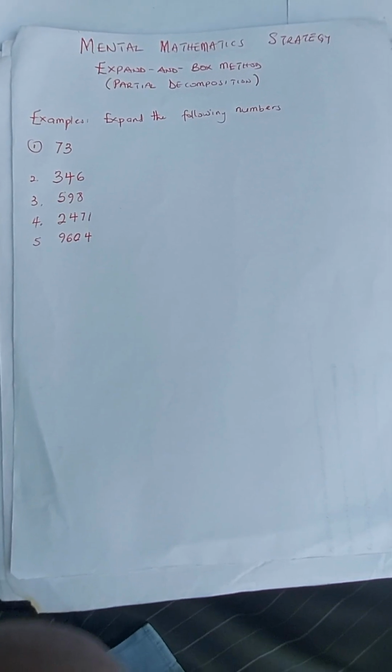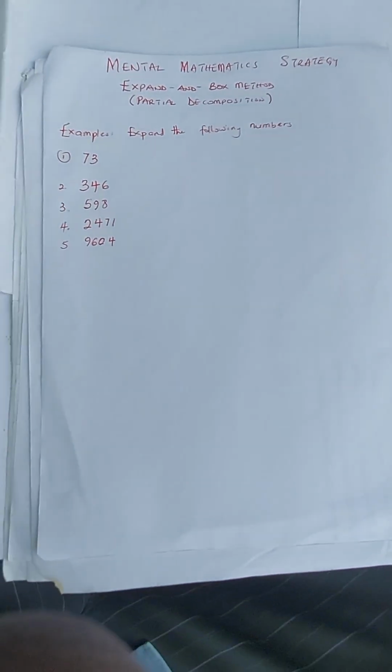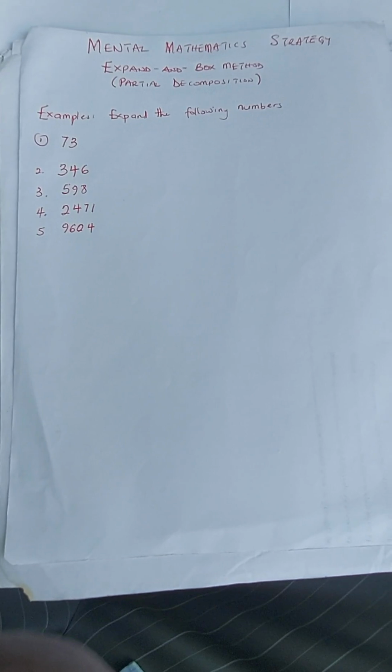So we are looking at mental mathematics strategies. We're going to deal with the expand and box method, also called the partial decomposition method. Alright, before we start with expand and box, let's try some examples on expanding numbers. So it says expand the following numbers.